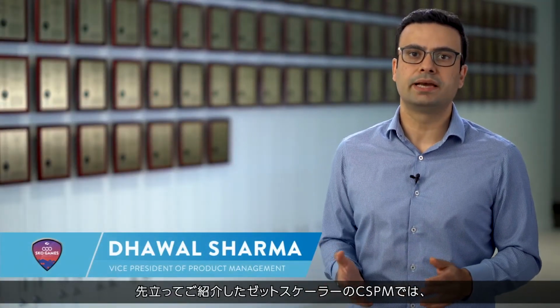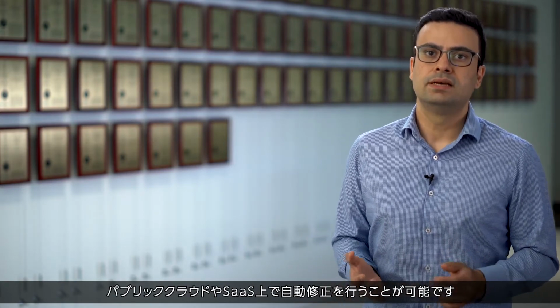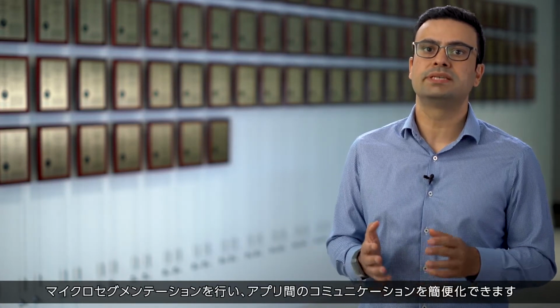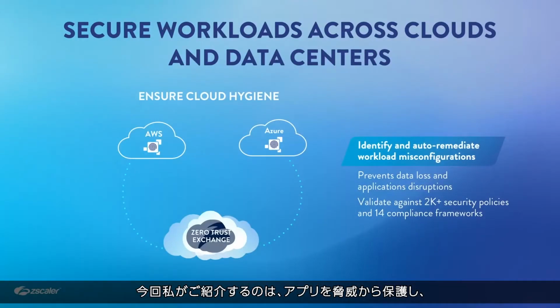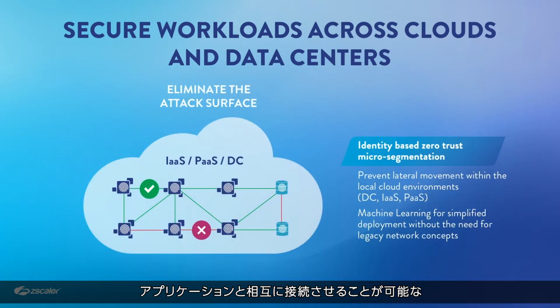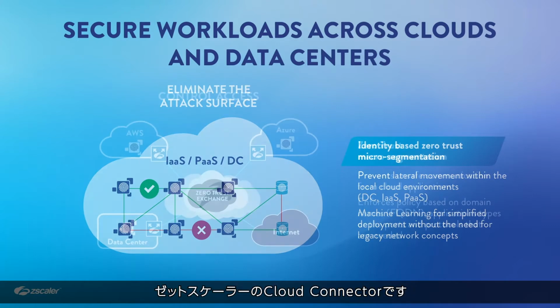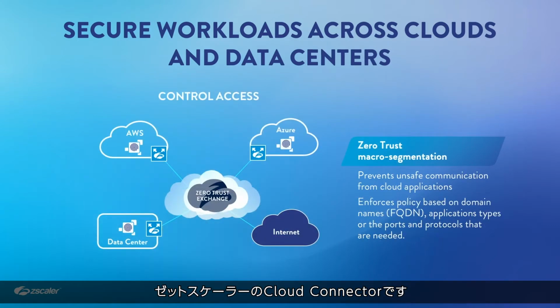Thank you, Peter. As you have seen so far, with Zscaler CSPM, you can make sure your cloud is not misconfigured and how it can detect and automate remediation of misconfigurations in public cloud and SaaS. With secure workload protection, we use an identity-based microsegmentation approach to simplify app-to-app communication. Now, let's look at how you would use these technologies with Zscaler Cloud Connector, which integrates with Zscaler Internet Access and Zscaler Private Access platforms to protect your apps against cyber threats and securely interconnect your applications.